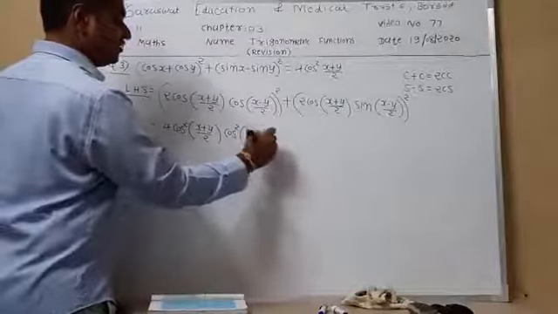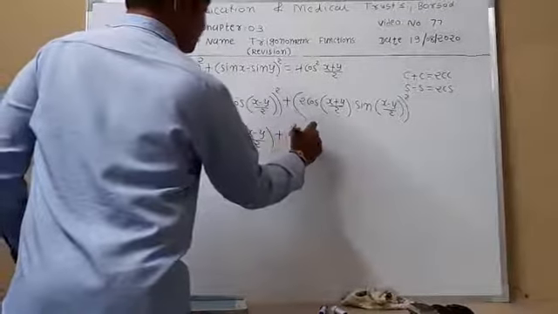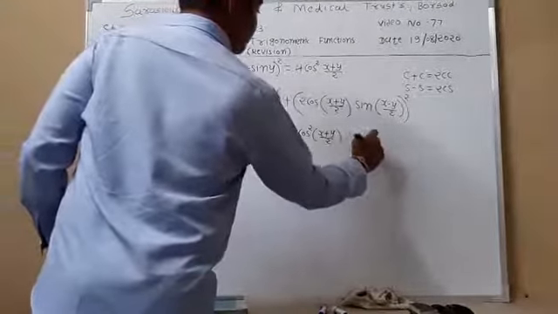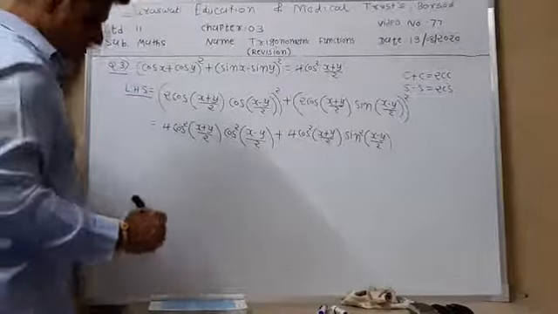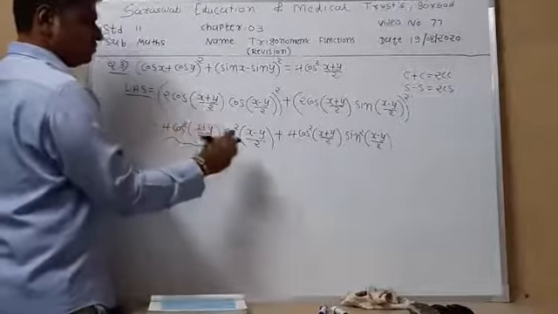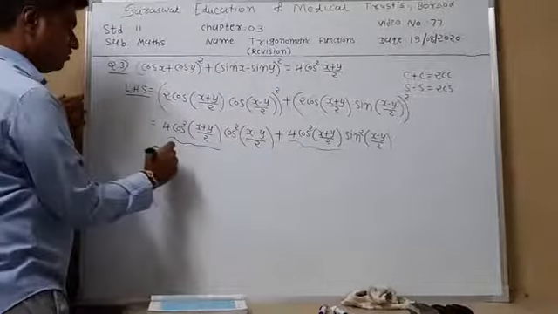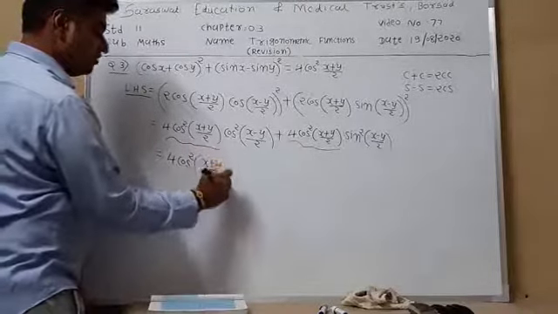2 square, that means 4 cos square (x plus y) divided by 2 into cos square (x minus y) divided by 2, plus 2 whole square, that means 4 cos square (x plus y) divided by 2 into sin square (x minus y) divided by 2. Now here which term can we take common? So here 4 cos square (x plus y) by 2 we can take common. In the same way here also 4 cos square (x plus y) divided by 2 we can take common. So 4 cos square (x plus y) divided by 2.